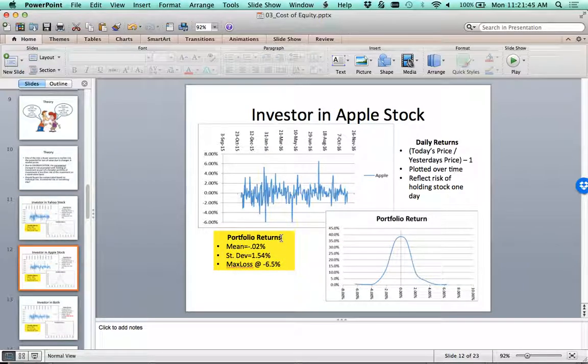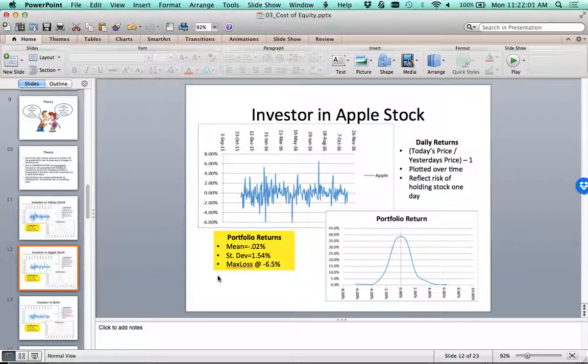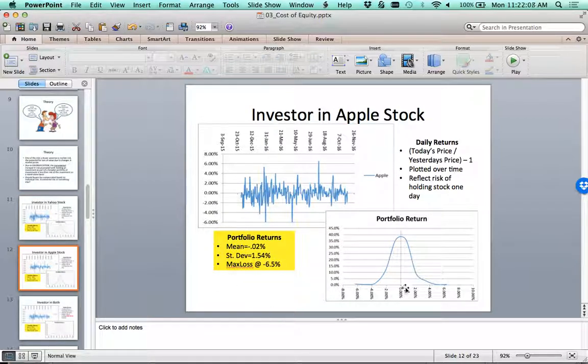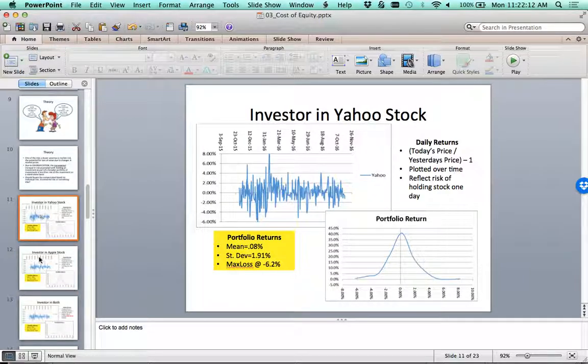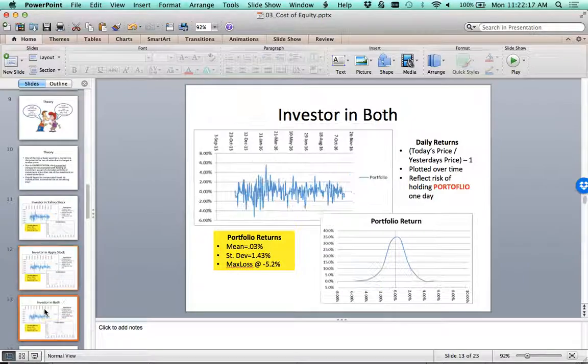The Apple return is minus 0.02%, so it actually lost money on average on a daily basis. It has a standard deviation of about 1.5%. Yahoo was 1.9, so it's a little less risky. But it has a max loss of 6.5%, a little bit bigger than the max loss from Yahoo. All right. Again, if we look at these on distribution, not that big a difference between them. Not huge, okay? But what if we put them together?